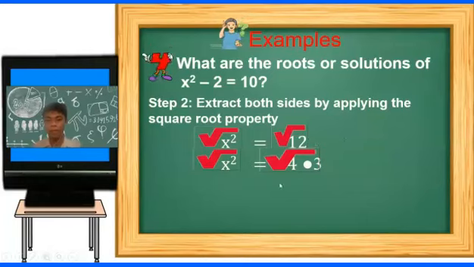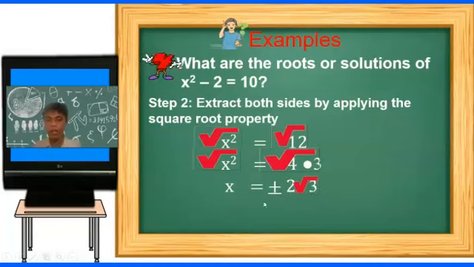Then simplify na natin. Ano ang square root ng x squared? Okay, x. How about 4? May square root ba 4? What is the square root of 4? Okay. Positive and negative 2. How about 3? Wala. So, yung walang square root, ilalagay natin sa loob ng radical. So, the answer now is x is equal to positive and negative 2 square root of 3.